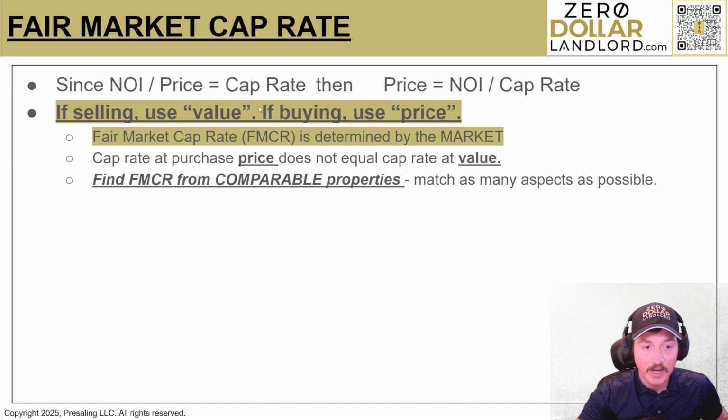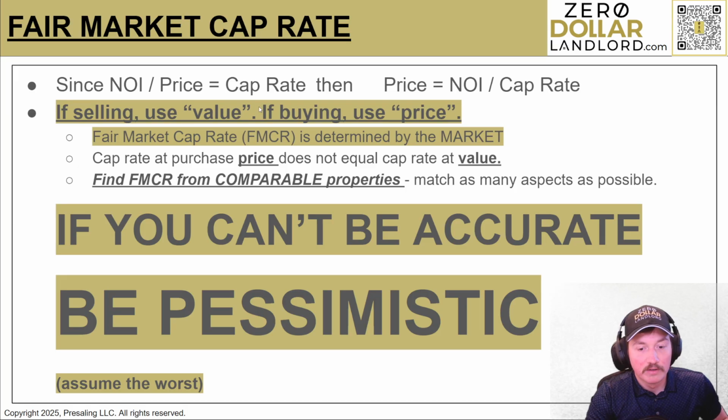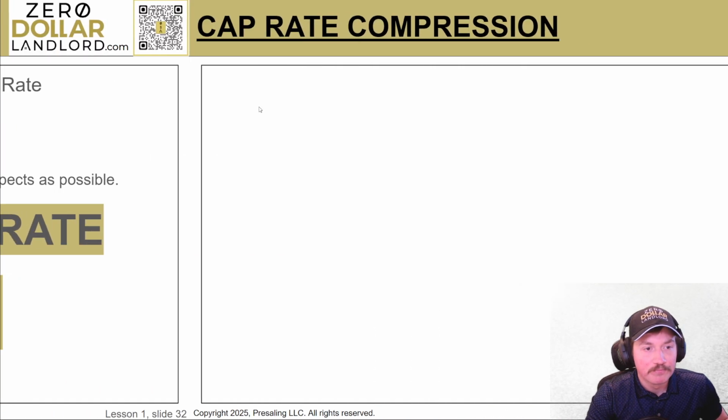This is the one item that you use as a comparable. Everything else is all mathematics, and it's very, very simple math. So you want to match it as accurately as possible. If you cannot be accurate, just be pessimistic. All right, we'll get into it a little bit more in a second.